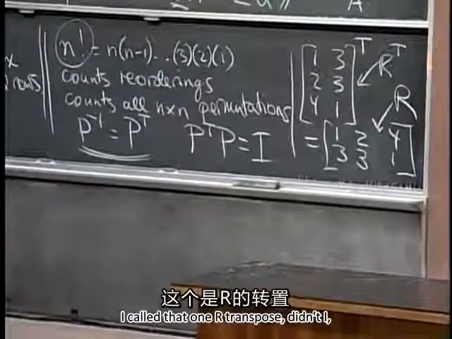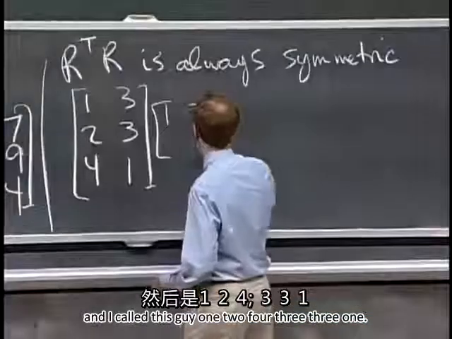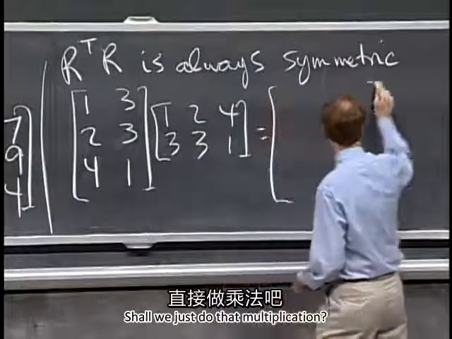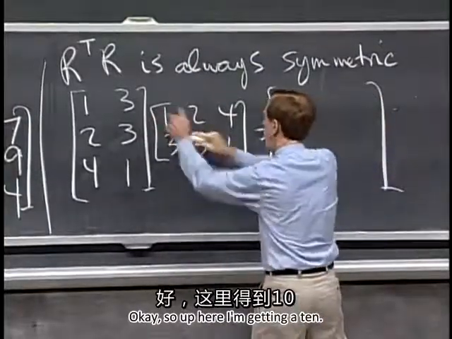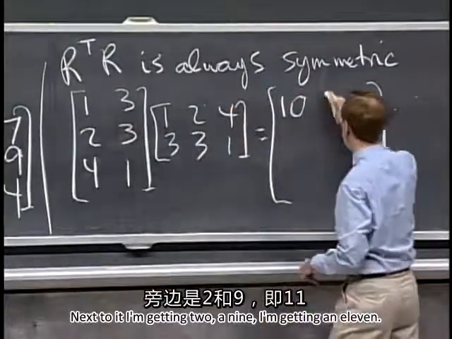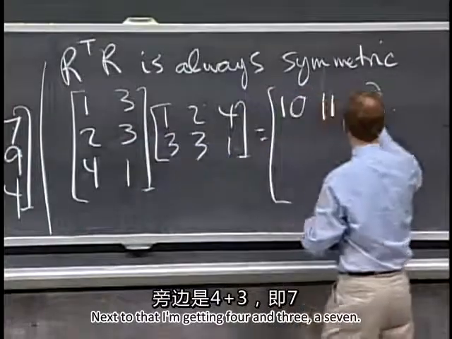I called that one R transpose, didn't I? And I called this guy 1, 2, 4, 3, 3, 1. I called that R. Should we just do that multiplication? Okay, so up here I'm getting a 10. Next to it I'm getting 2 and 9, an 11. Next to that I'm getting 4 and 3, a 7.